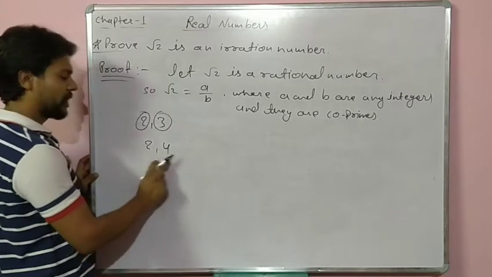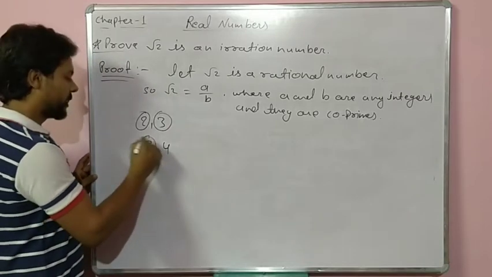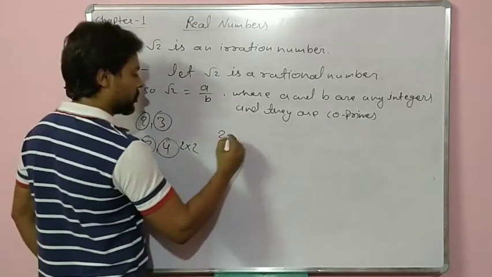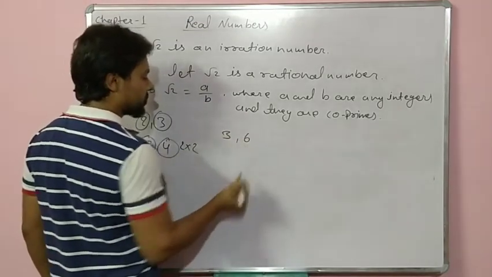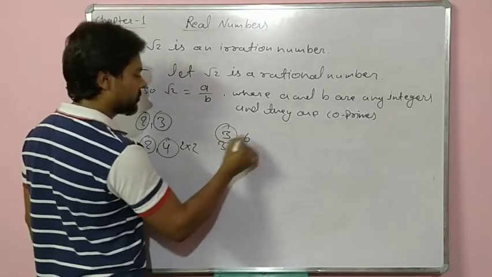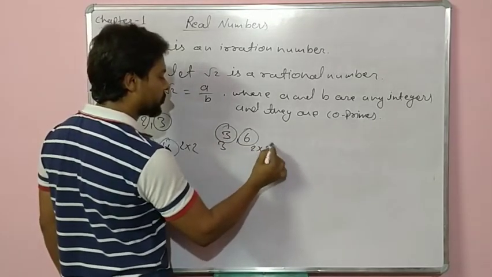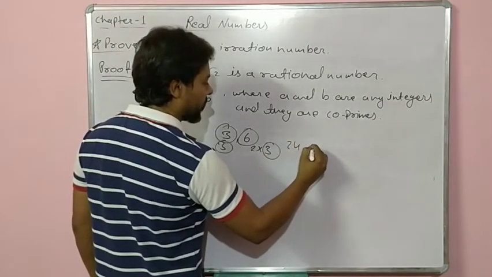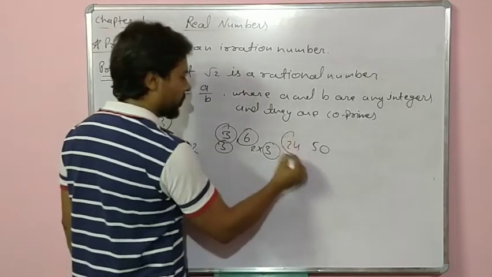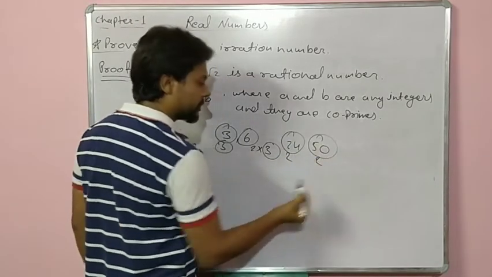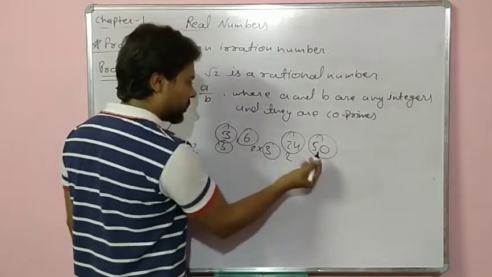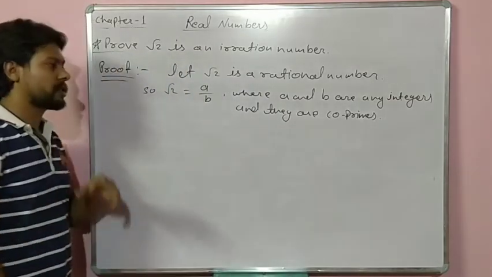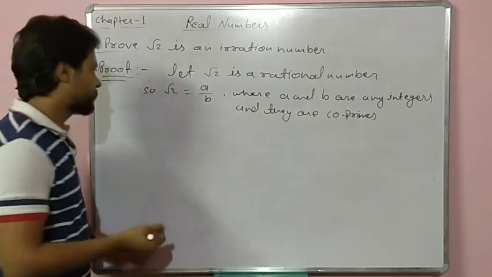2 and 4, do they have any common factor? Yes, 2. It has 2 into 2. What about 3 and 6? It has 3. It has 2 into 3. So they have common factor. What about 24 and 50? It has 2 in it. It has 2 in it. Right? So they are not co-primes. Understood? Co-prime means which does not share any common factor other than 1.